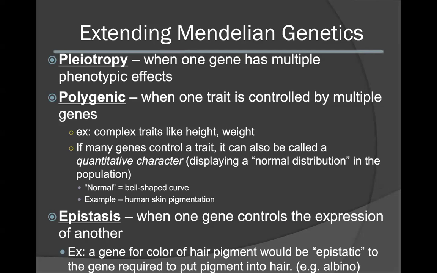We can also have epistasis occur, and this is when one gene controls the expression of another. A common example of this is albinism. You can carry a gene for hair color pigment. However, if you carry both recessive alleles for albinism, then you lack the ability to make pigment. So it doesn't make a difference what you have for your pigment producing alleles because you don't have the ability to make the pigment anyway. This is a classic example of epistasis.